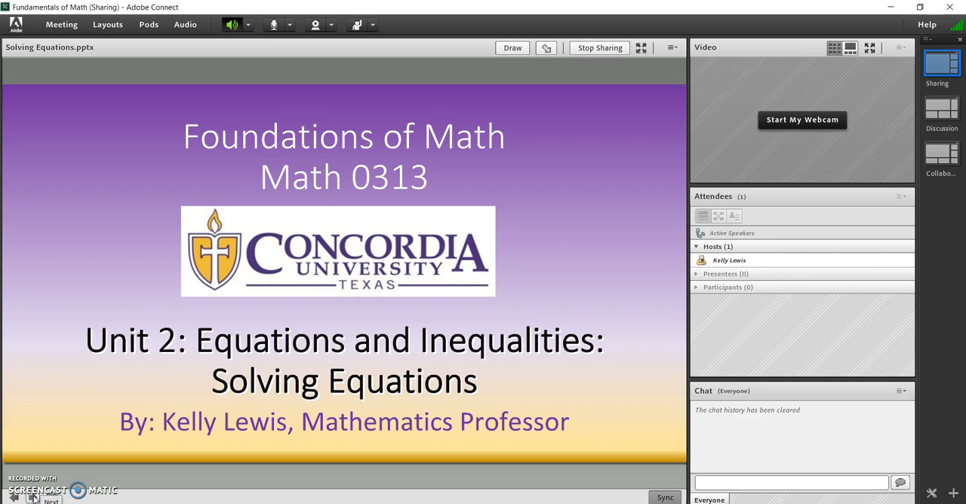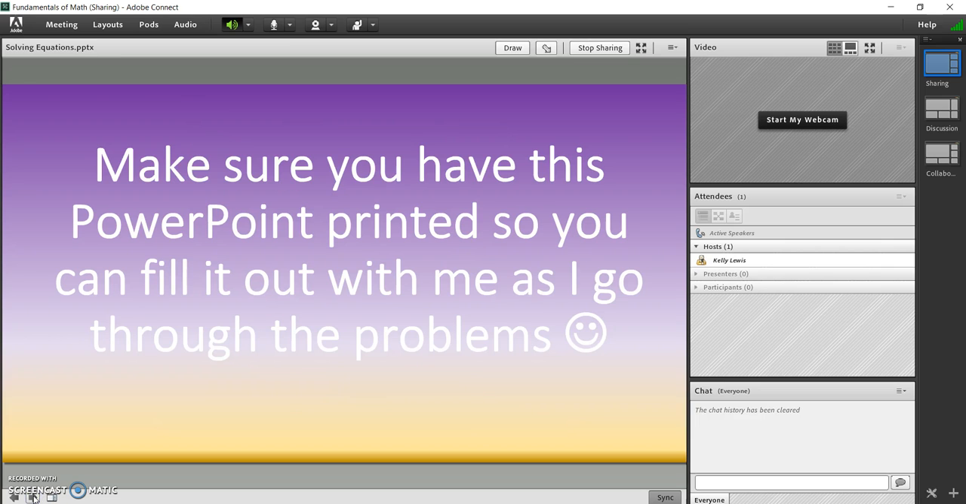Alright, so this chapter, this unit, is about equations and inequalities, and I'm gonna go much slower in this than I did the other. I didn't make notes for this, but I would love if you could print this PowerPoint out, so that each slide has a problem that you can work out with me as I do it. Or you can take notes on your own.